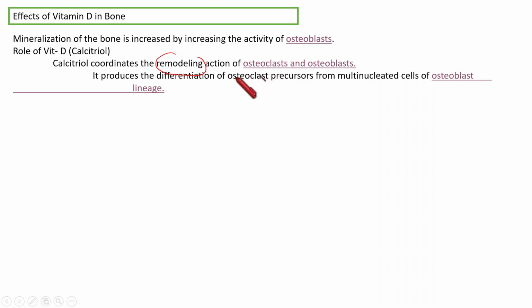The osteoclast precursors, where are they forming from? They are forming from certain multinucleated cells of the osteoblast lineage. What do you understand from that osteoblast lineage? It tells that this osteoclast precursor is forming from the osteoblast lineage.